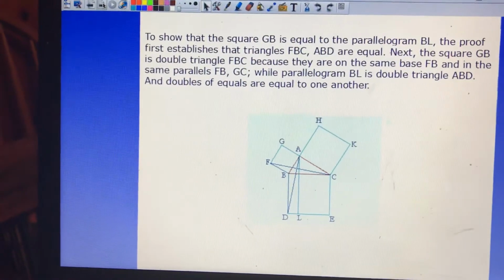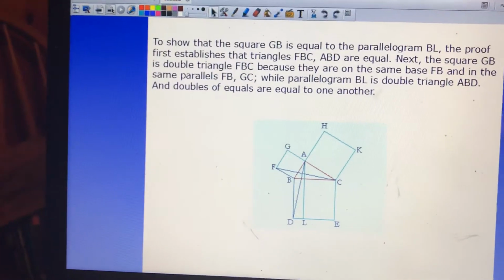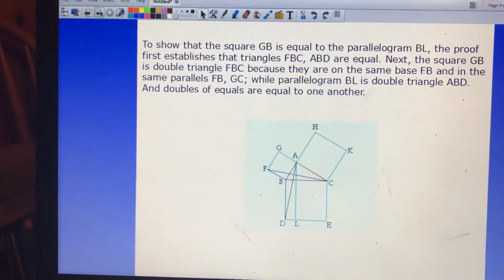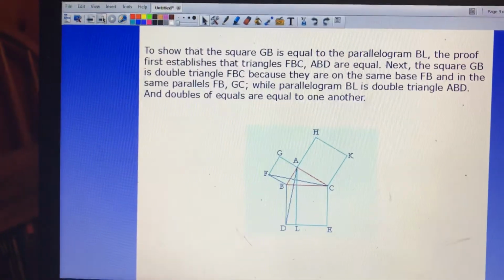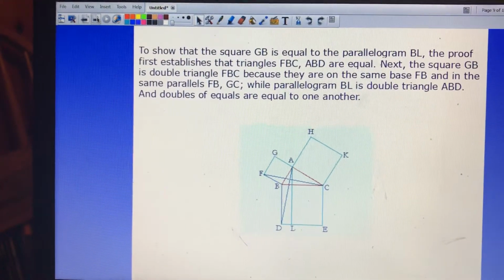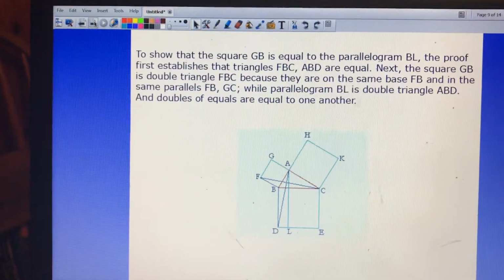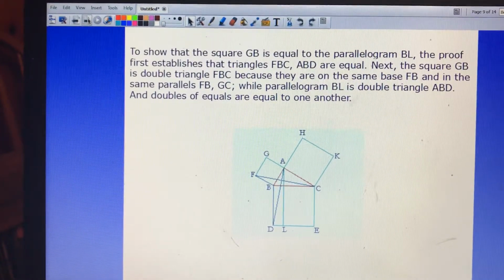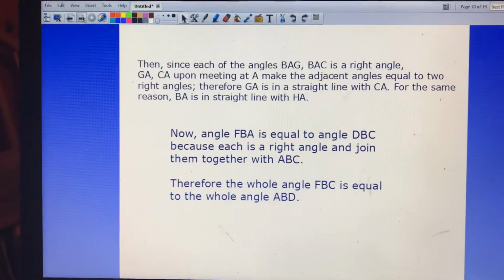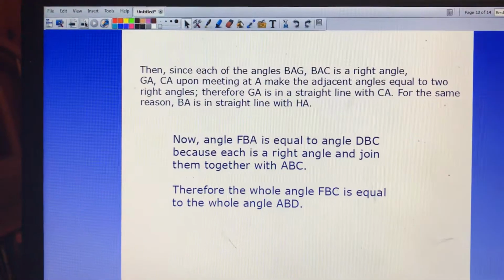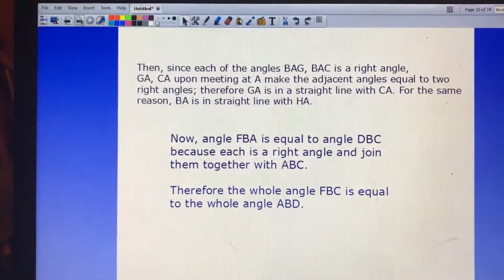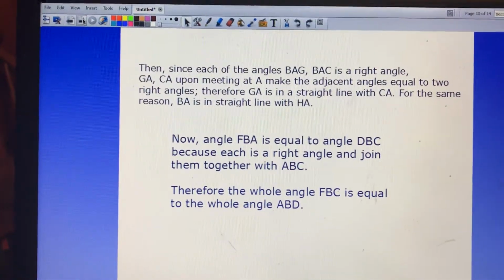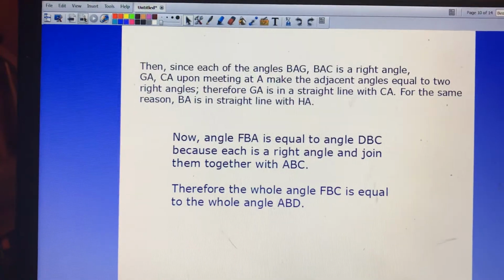Basically, this proves that square GB is double the triangle FBC because they have the same bases and the same parallels, and that parallelogram BL is double triangle ABC, and doubles of equals are equal to one another. Since angles BAG and BAC are right angles and G and C meet at A, they make adjacent angles equal to the right angles.